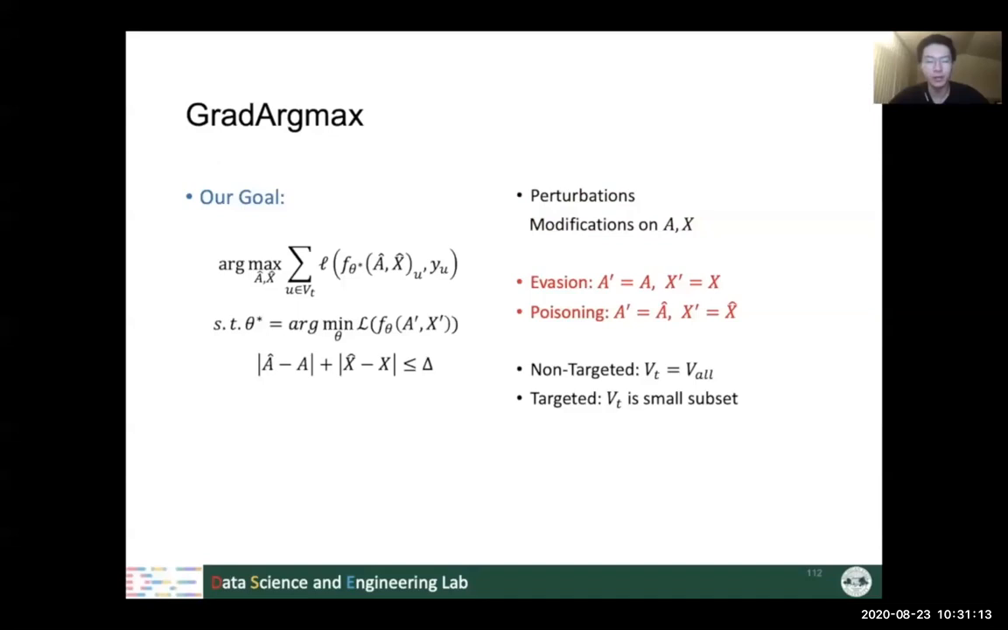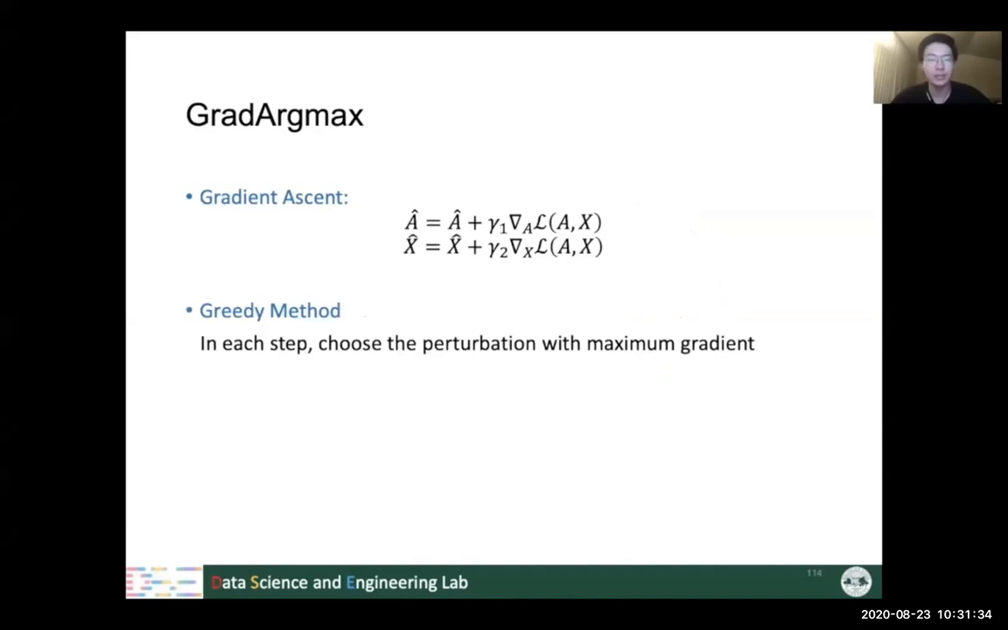For non-targeted attack, the target node set VT is actually the whole node set V. While for targeted attack, VT is only a small subset of the whole node set. To optimize the maximization problem, a straightforward idea is to employ gradient ascent. However, due to the discreteness of graph data, it is not directly applicable. So GradArgMax uses a greedy way where in each step it chooses the perturbation with the maximum gradient. And by repeating this process, we can finally get the perturbed graph.